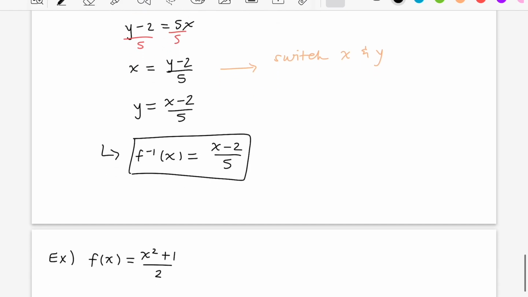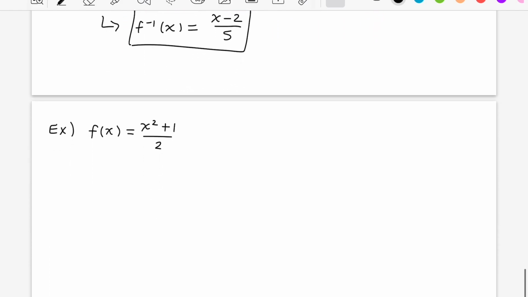All right, so let's look at just one more example here. We have this function here, x squared plus 1 over 2, and we want to find the inverse of this guy. And I'll tell you that this one is one-to-one, so we can skip that step here and proceed with our second step. So we're going to rewrite f of x as y, and then we want to solve for x.